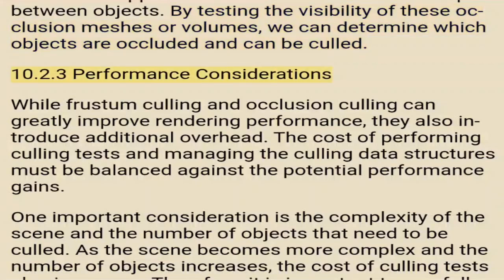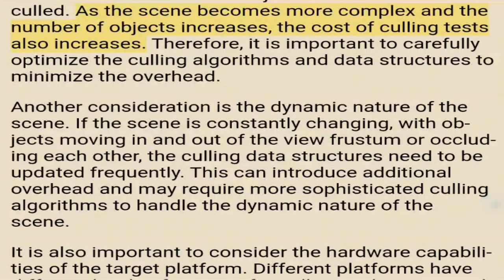10.2.3 Performance considerations. While frustum culling and occlusion culling can greatly improve rendering performance, they also introduce additional overhead. The cost of performing culling tests and managing the culling data structures must be balanced against the potential performance gains. One important consideration is the complexity of the scene and the number of objects that need to be culled. As the scene becomes more complex and the number of objects increases, the cost of culling tests also increases. Therefore, it is important to carefully optimize the culling algorithms and data structures to minimize the overhead.